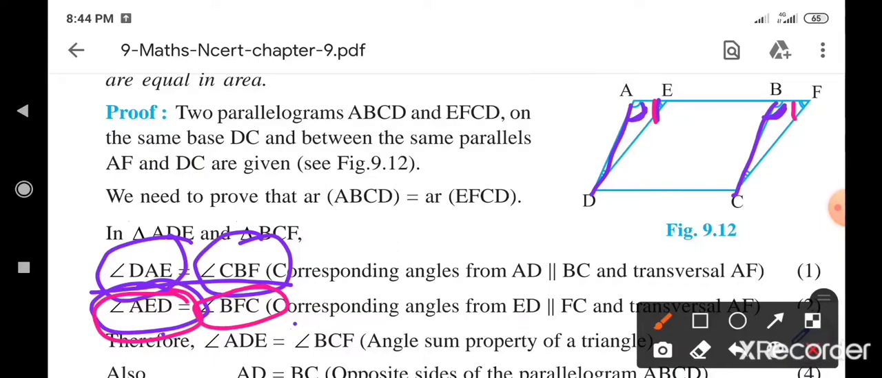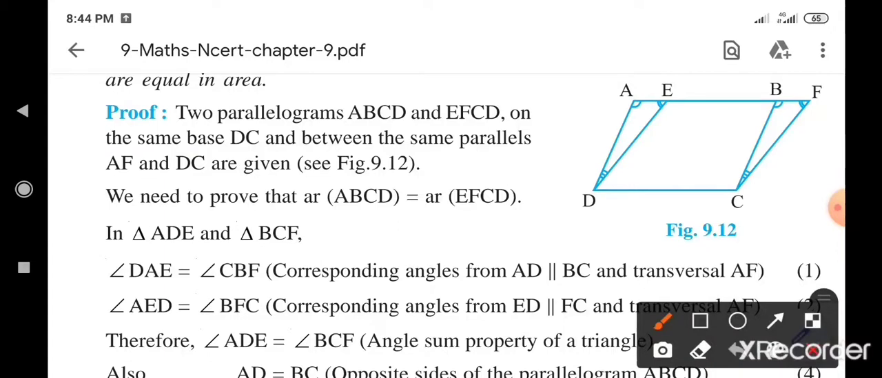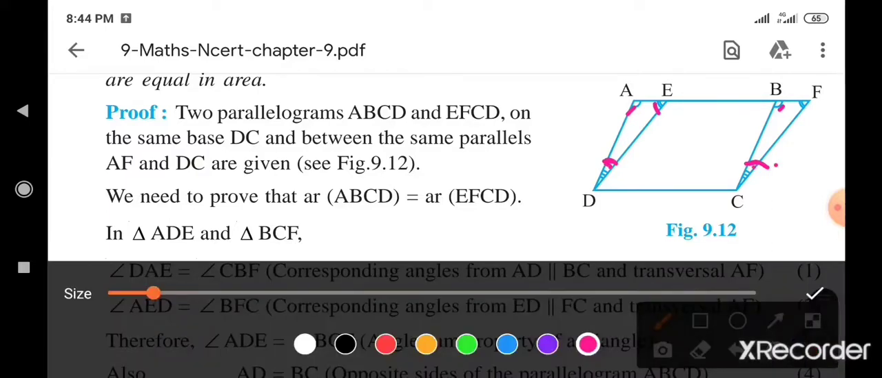Now the third, you should understand that if two angles in any two triangles are equal, then the third angle will definitely be equal as well. Therefore, these two angles will be equal to each other. Now, the opposite sides will be equal.